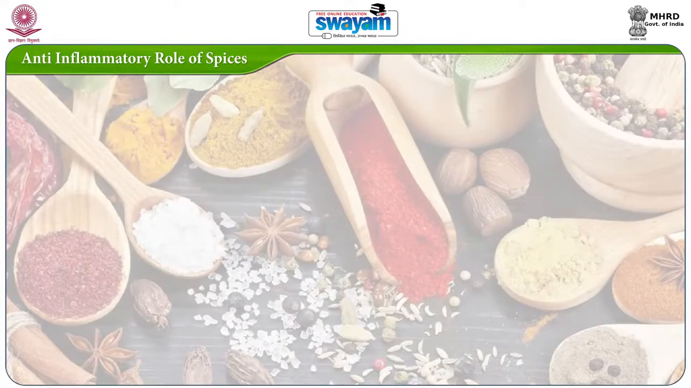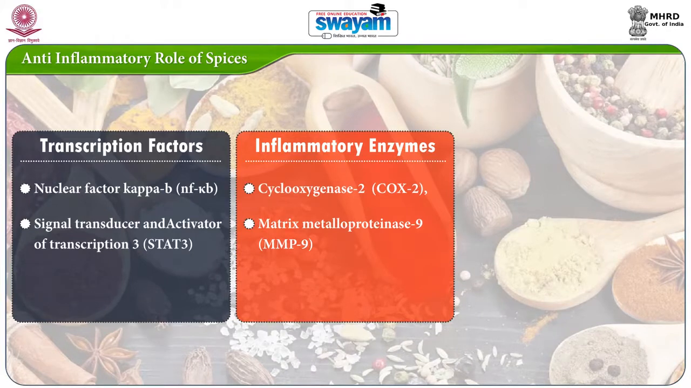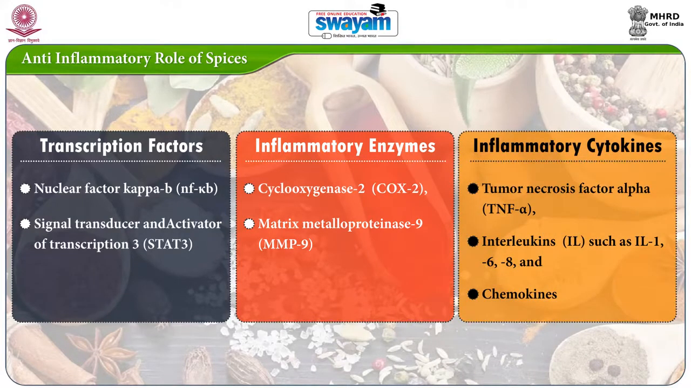Eventually, it was discovered that transcription factors such as nuclear factor kappa B and signal transducer and activator of transcription 3, that is STAT3, inflammatory enzymes such as cyclooxygenase 2 and matrix metalloproteinase 9, MMP9, and inflammatory cytokines such as tumor necrosis factor alpha, TNF alpha, interleukins, that is IL, such as IL1, IL6, IL8, and chemokines are the main molecular mediators.